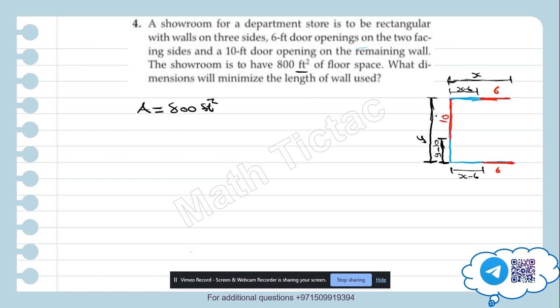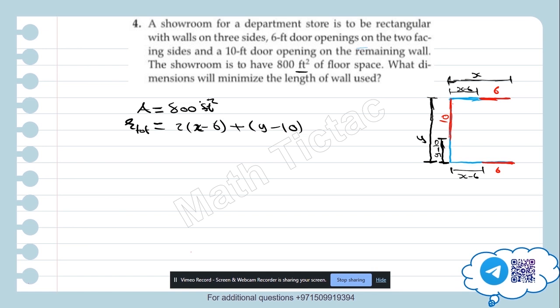What is the length of the wall used? The total length of the wall will be the remaining wall from this side, the remaining wall from this side, plus the remaining wall from this side. So it will be 2 times x minus 6, because we have two of them here, plus y minus 10.